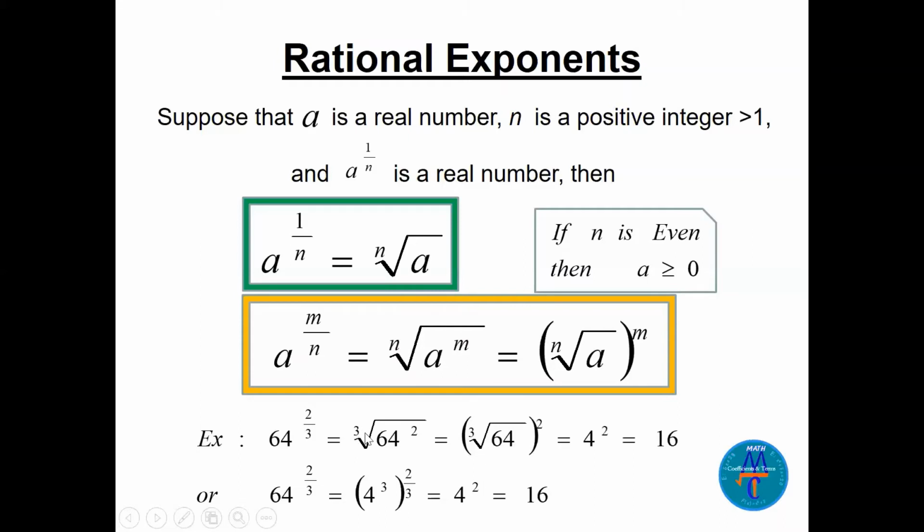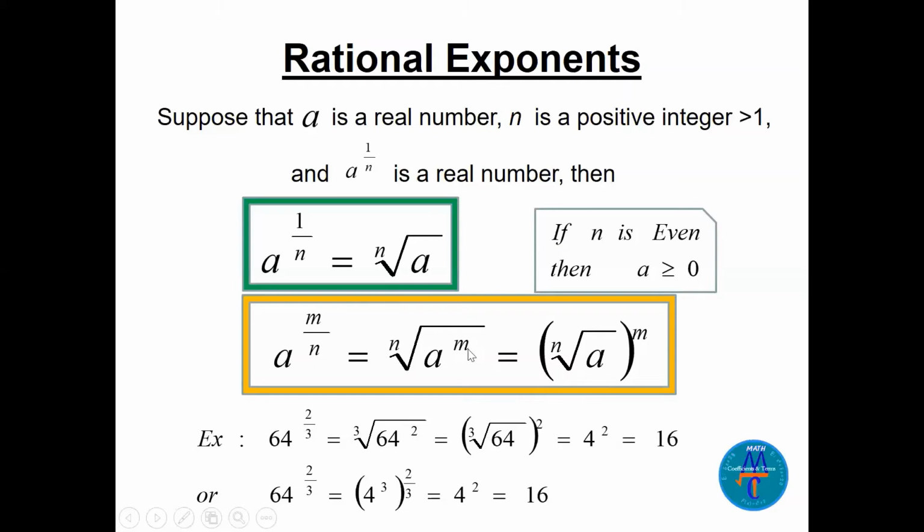Basic math terms. Cube root of 64 squared. You see this one here. You can put the squared outside, according to this rule here. Power m, you can put it outside. Cube root of 64, that's 4 times 4 times 4. So this is 4 only. With power 2, 4 to the power 2 is 16.